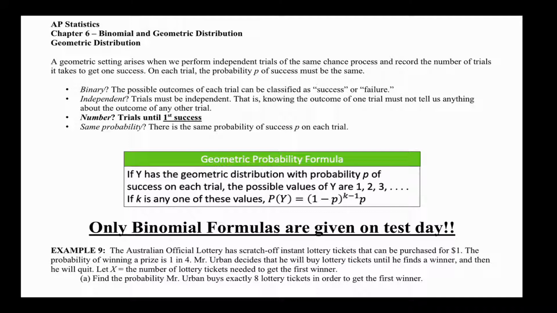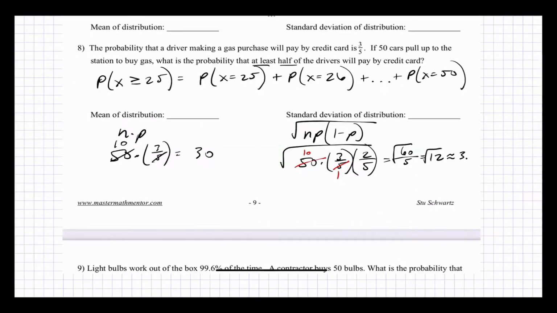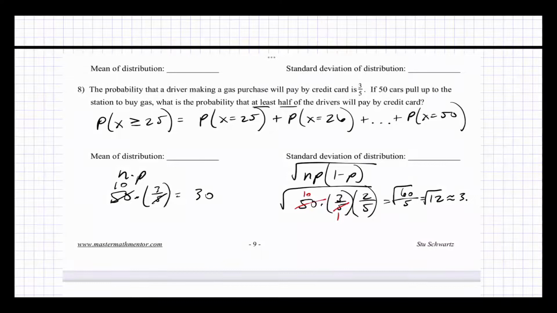On that last question, the question we just did from the homework, the one with the credit card, a binomial question would be the one you saw: what's the probability that at least 25 out of the 50? An example of geometric for the credit card problem wouldn't give you 50. They would say, what is the probability that the third person you see used a credit card?